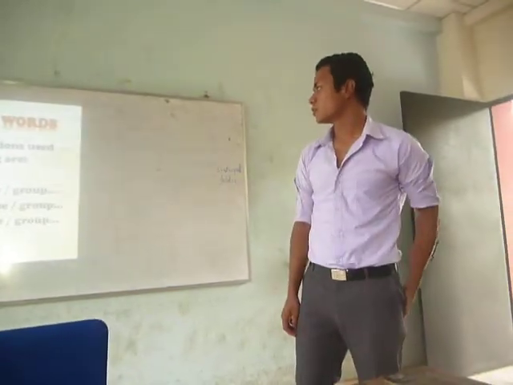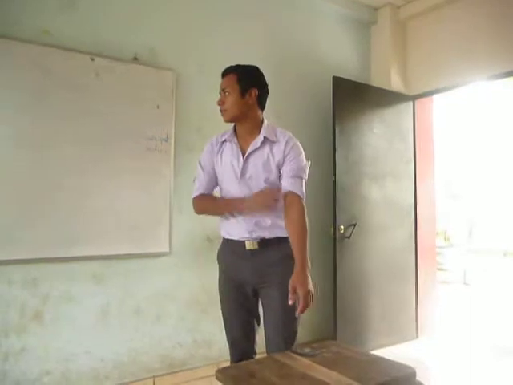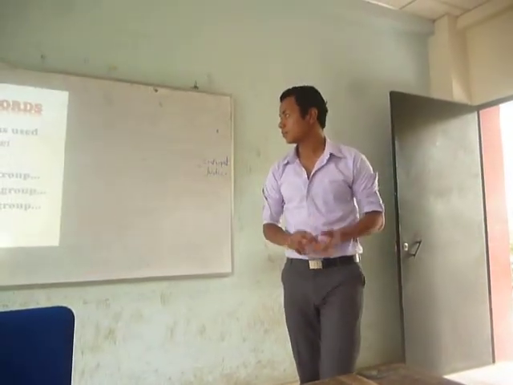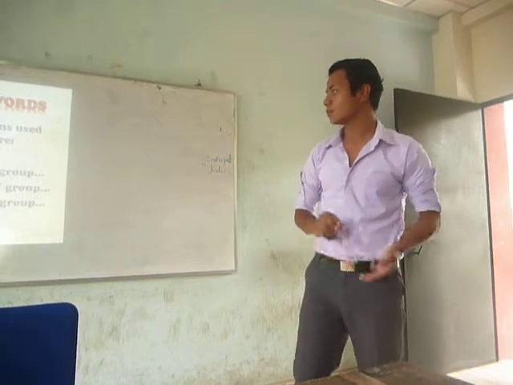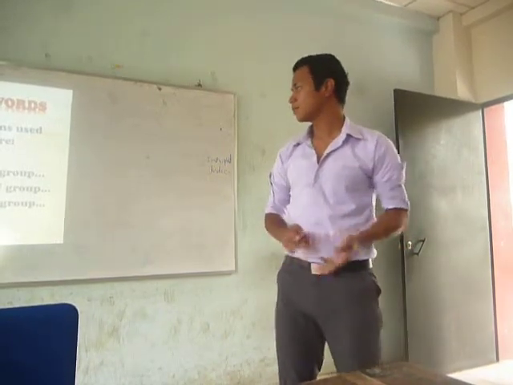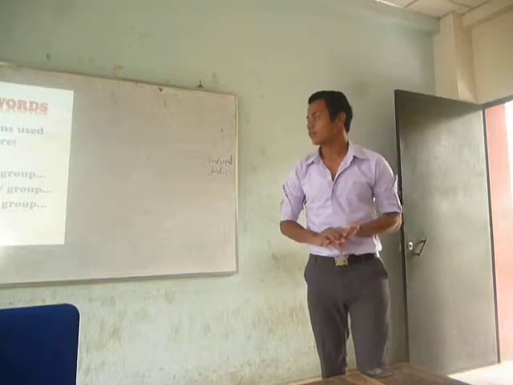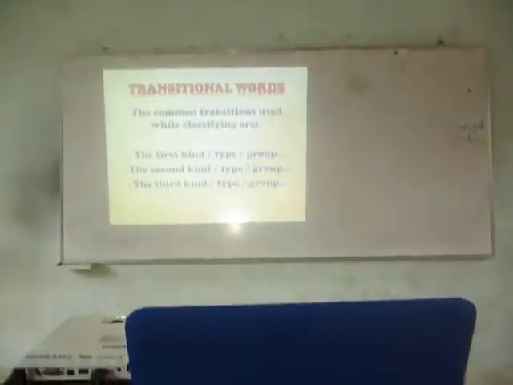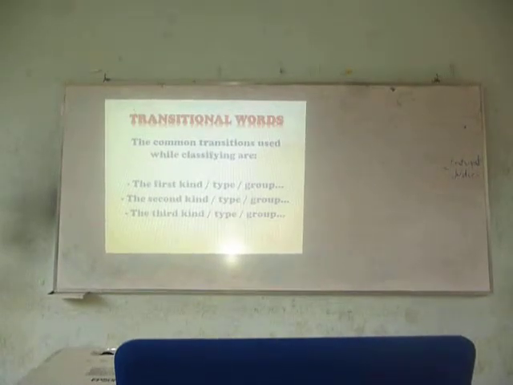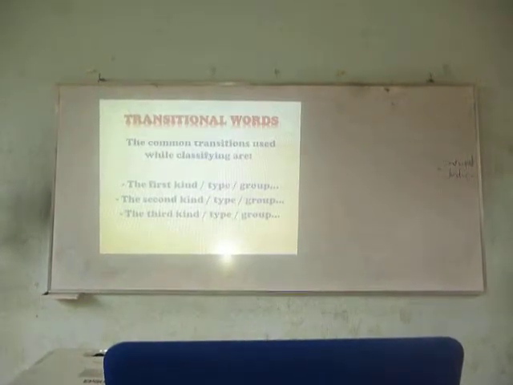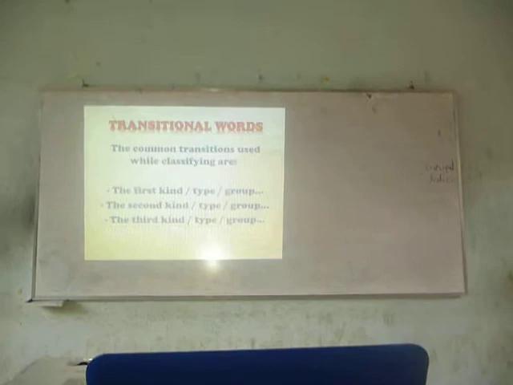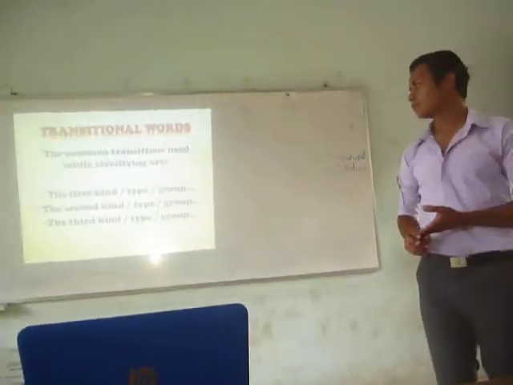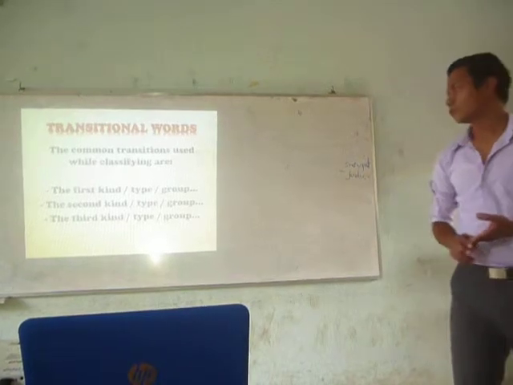The common transitional words that are used when classifying are the first kind, the first type, the first group, the second kind, the second type, the second group, the third kind, the third type, and the third group. We use these kinds of transitional words because we are making a classification essay, so we need categories to put ideas into.